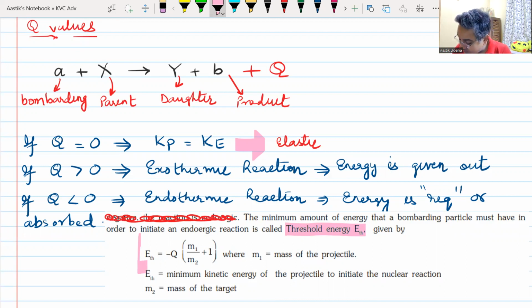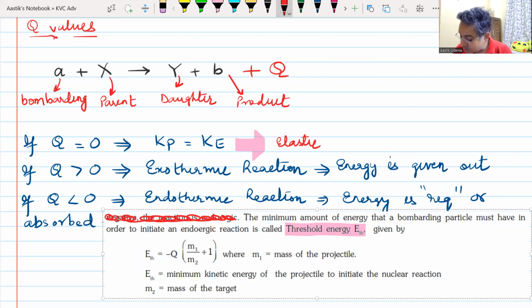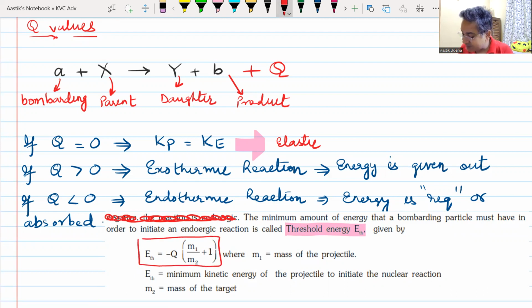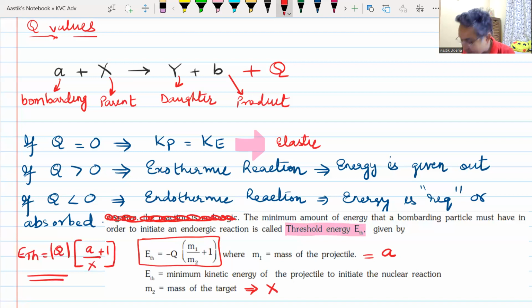And the value of that threshold energy can be found out in this way. It will be minus Q. Why minus Q? Because Q is negative, so minus of Q becomes positive. 1 plus m1 by m2, where m1 is the mass of the projectile. When I say projectile, in this case, it is the mass of the particle A. m2 is the mass of the target. In this case, it is the mass of the parent nucleus X. I can write E threshold as the absolute value of Q into mass of A divided by mass of X plus 1. This is the way I remember it.